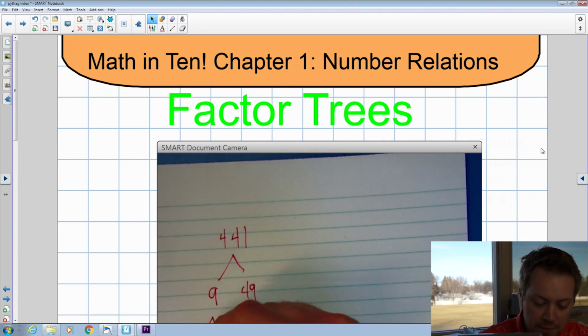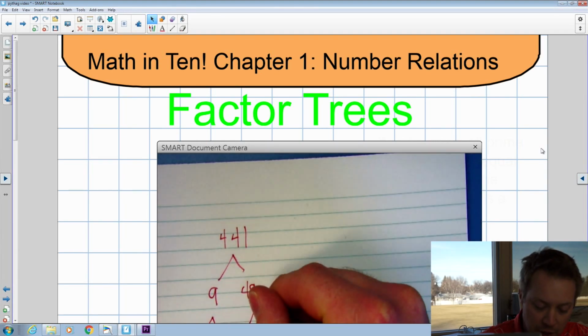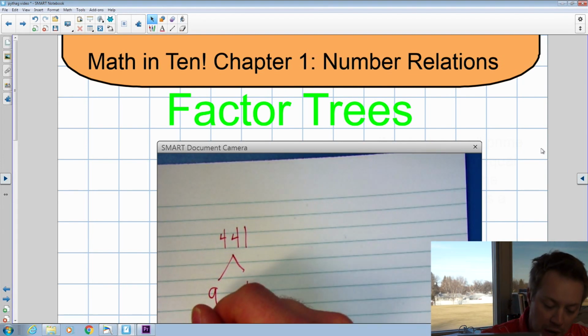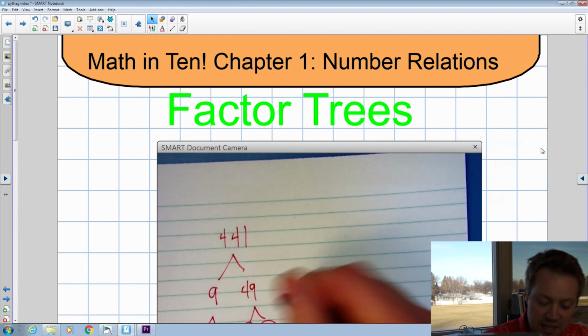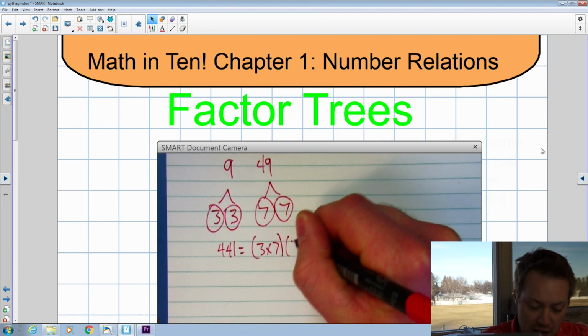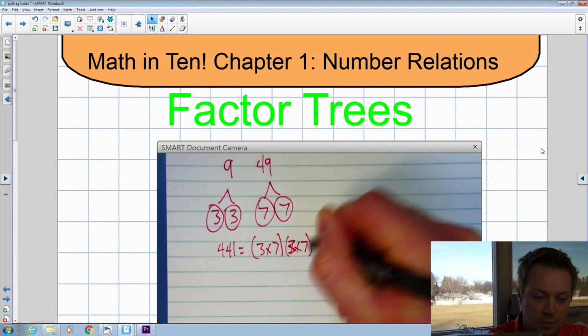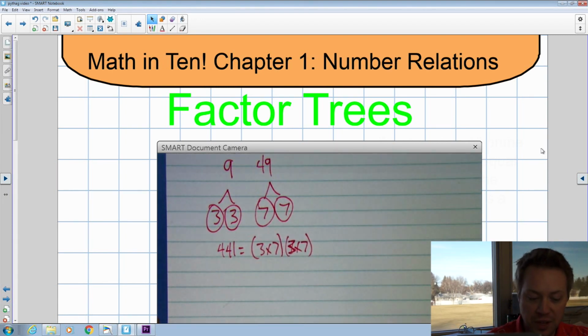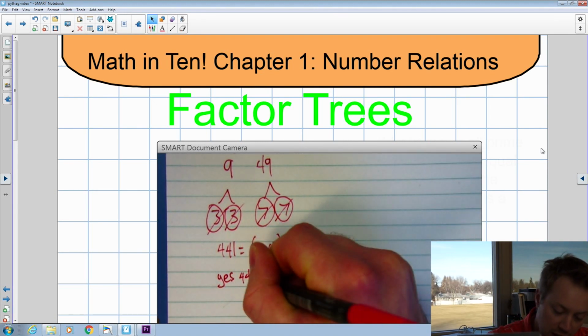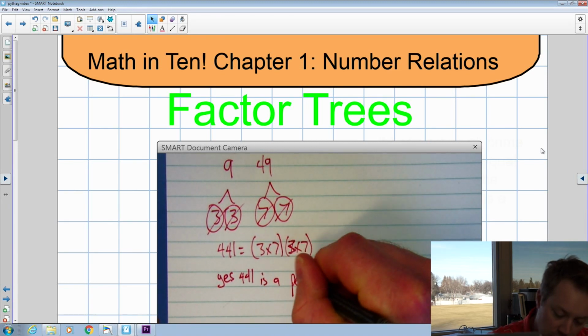9 breaks into 3 and 3. 49 breaks down into 7 and 7. So those are all prime numbers. I'm going to circle them. And this one's easy because I can just take 441 and make it equal to a 3 times a 7. That's my first group. And a 3 times a 7 in my second group. So because those two groups are the exact same and I've used all 4 of my prime factors, I can say that yes, 441 is a perfect square.